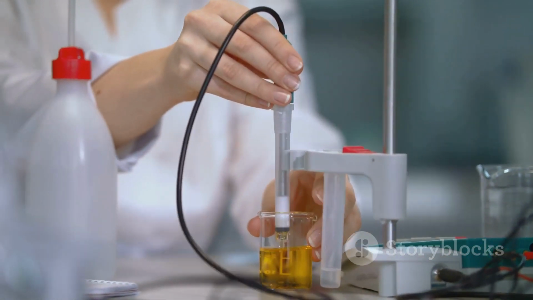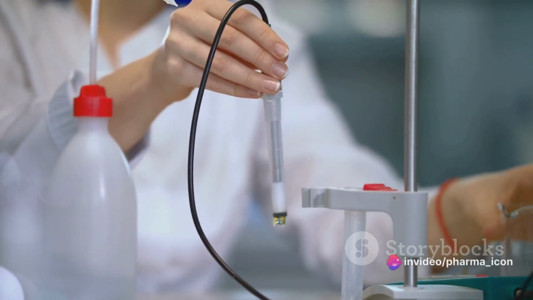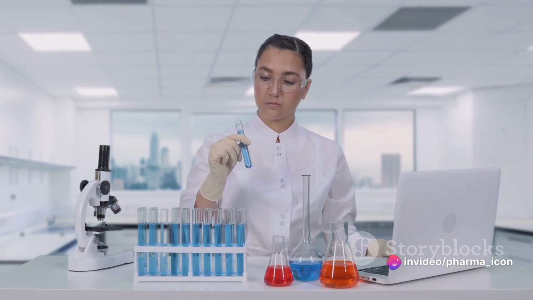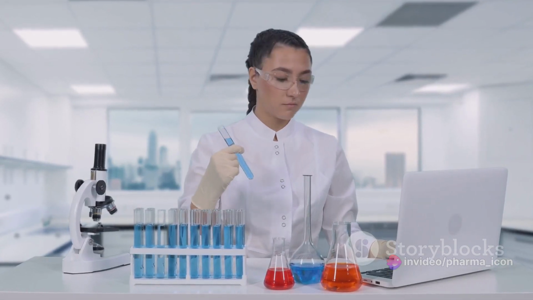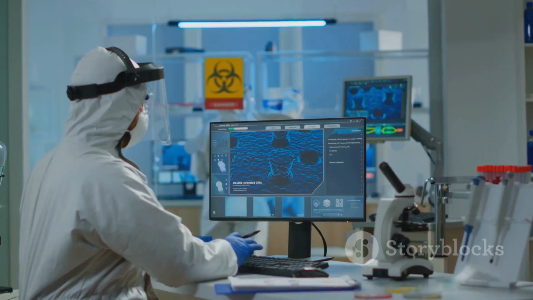The pH can influence the solubility of the drug and therefore its dissolution rate. Some drugs dissolve better in an acidic environment, while others prefer a more basic one. So the pH of the dissolution medium can greatly influence how quickly a drug is released from its dosage form.